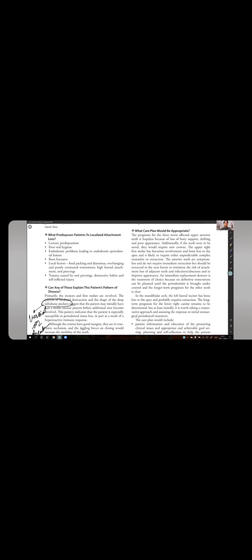So what should be a treatment plan, even when the periodontist takes it up? The prognosis for the 3 worst affected upper anterior teeth is hopeless because of their loss of bony support, drifting, poor appearance. Additionally, if the teeth were to be saved, they would require new crowns. The upper right first molar has furcation involvement and bone loss to the apex. It is likely to require either unpredictable complex treatment or extraction.